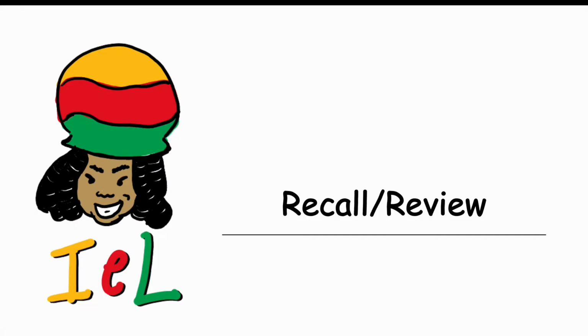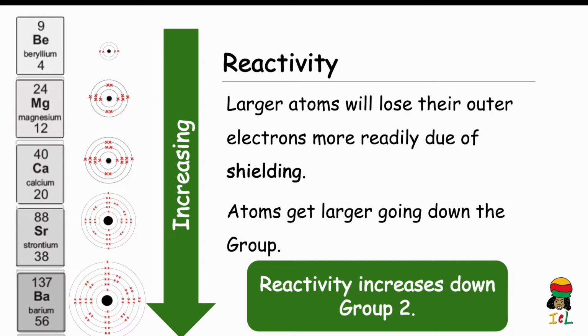Before we delve into the reactions of the Group 2 elements, let us recall or review that reactivity increases down Group 2. That is, as the atoms get larger going down Group 2, they lose their outer electrons more readily due to shielding. So the larger Group 2 elements are more reactive.